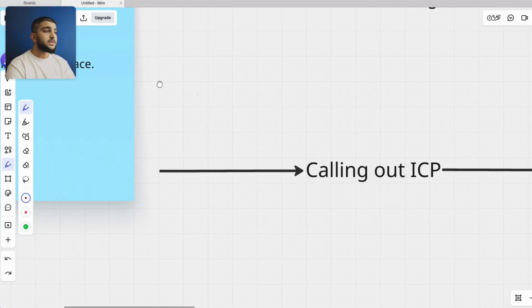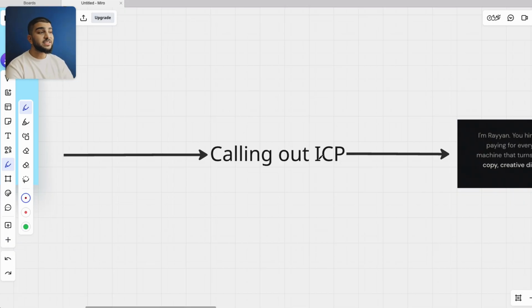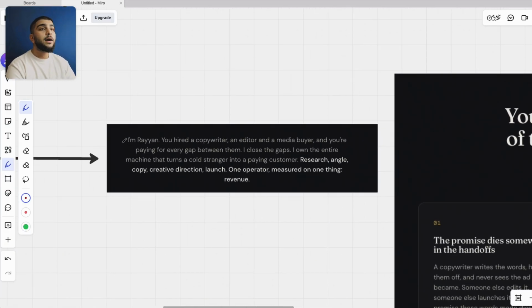The next part of congruency is calling out your ICP. This is very important because when someone clicks on your page, one, they already know they're qualified because your content does that, but secondly, they know that it's for them. And you're calling them out a bit more by showing their pain points. You're speaking their language. You're talking about them and what they're about.